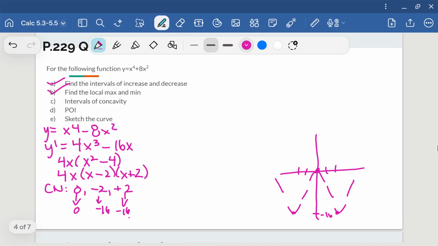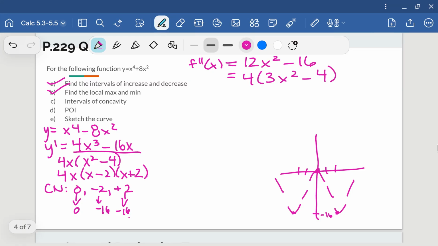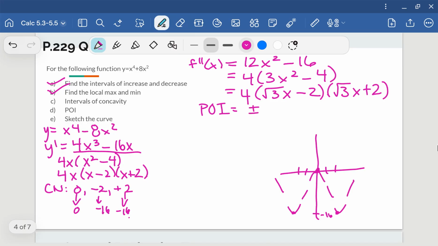Now intervals of concavity. For this, we need the second derivative of the function. I'm going to go from here because it's a little bit easier. I have 12x squared minus 16. Then I can factor out a 4, and I'll have 3x squared minus 4. And then I can still do a difference of squares. It just looks a little messy. So I'll have the root of 3 times x minus 2 times the root of 3 times x plus 2. So that tells me I have possible points of inflection at positive and negative 2 divided by root 3.